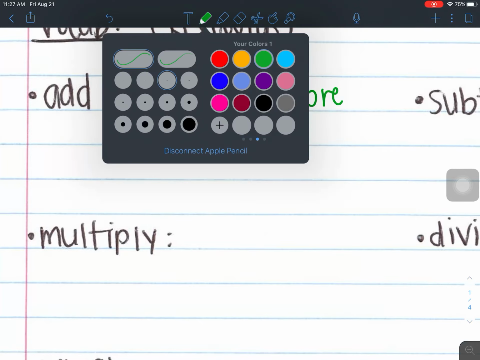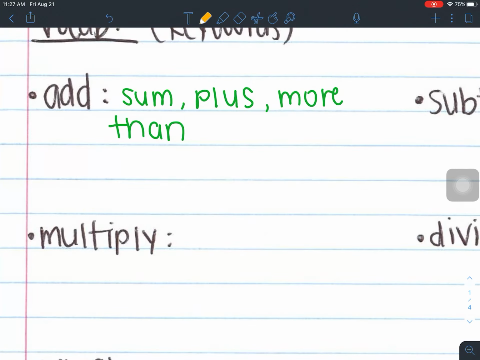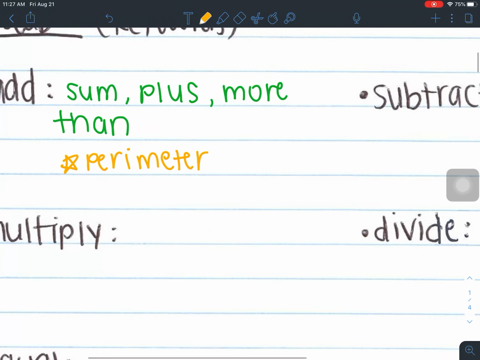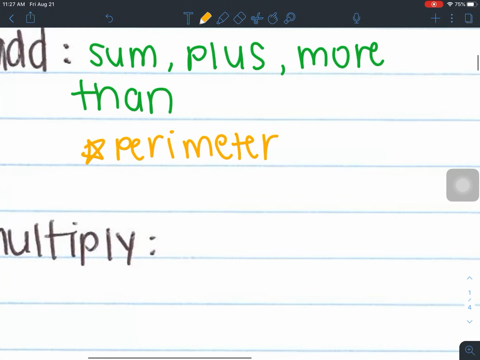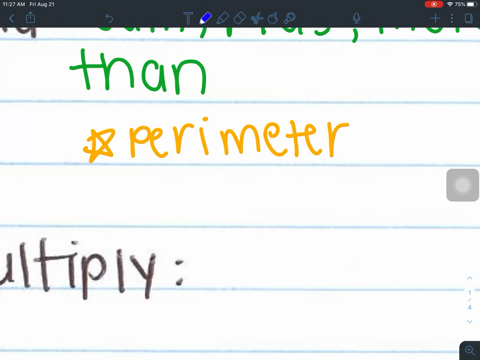Another word that actually also means addition is the word perimeter. And it's not a word that we think of when we think of addition, but if you think about it, when you're asked to find the perimeter of a shape, you're asked to add up all of the side lengths. So if I had a rectangle with a width of 2 and a length of 5, and they told me to find the perimeter, I would add up all the side lengths, and that would be the perimeter. So when you're finding the perimeter, you are adding. And so I just wanted to make sure that we understand that perimeter is an addition word. And remember that you're adding up the sides.